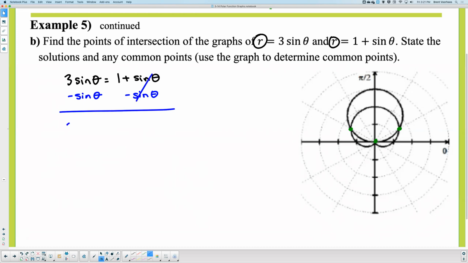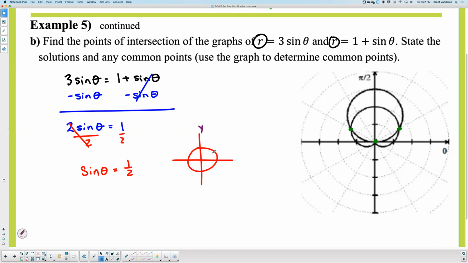So those cancel out, and so I now have 2 sine theta equaling 1. I divide both sides by 2, just doing basic algebra right now. And I have sine theta equals 1/2, and according to the unit circle, you could do an inverse sine if you wanted to figure out what that value is, but I'm just going to use the unit circle.